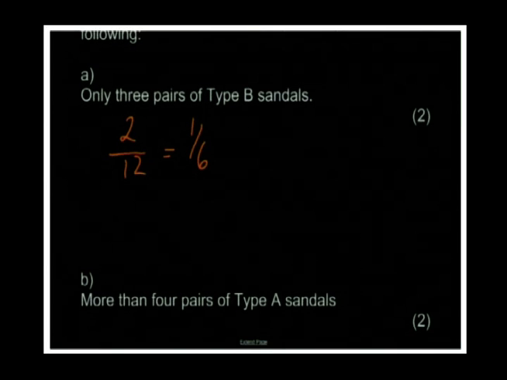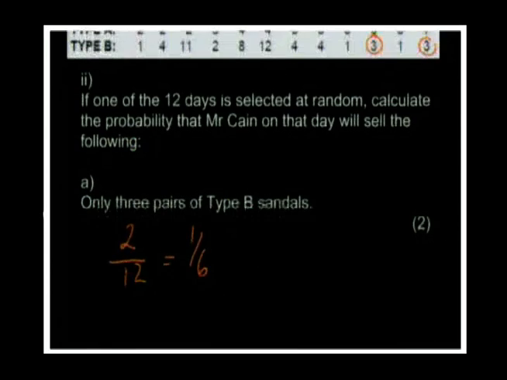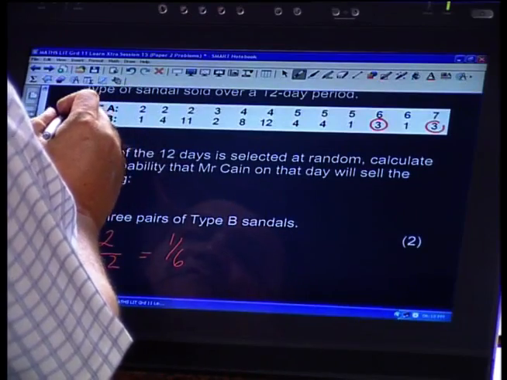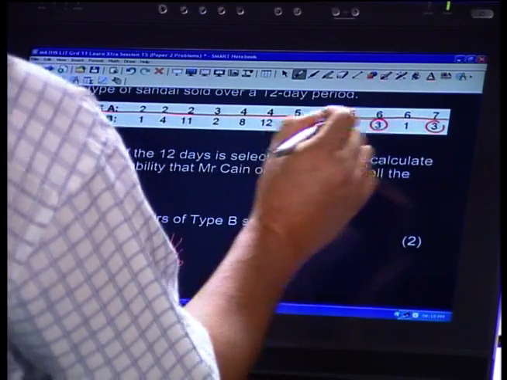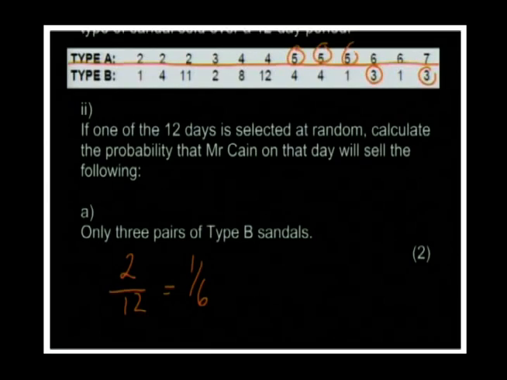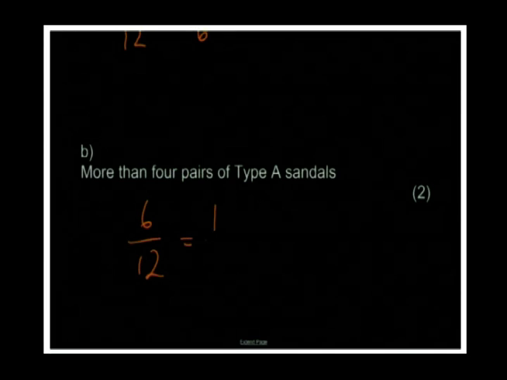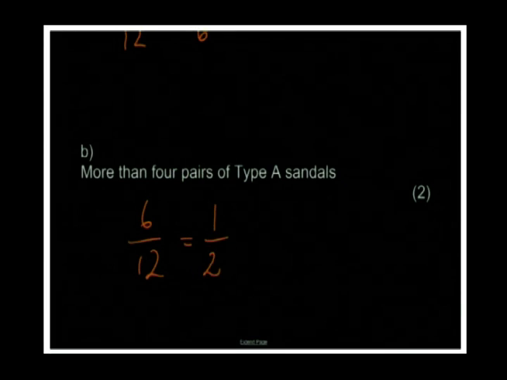Happy? Next one. What's the probability that more than 4 pairs of type A sandals were sold? So let's go up here. Type A, more than 4. Now remember, it's not 4, it's more than 4. In other words, I want 5 or 6 or 7 or 8. Let's have a look. Type A, we're following this line over here. Okay, more than 4. 1, 2, 3, 4, 5, 6. So it's 6 of the 12 days, which is 1 over 2. Happy?